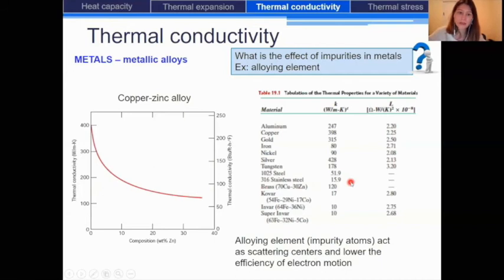So stainless steel, in comparison to iron, has a much lower thermal conductivity, and this is due to the fact that a high amount of alloying elements are added to iron in stainless steel.